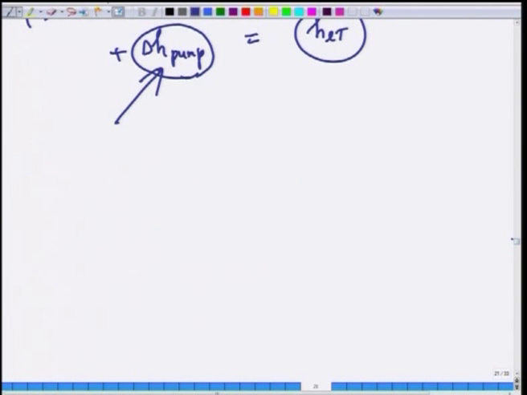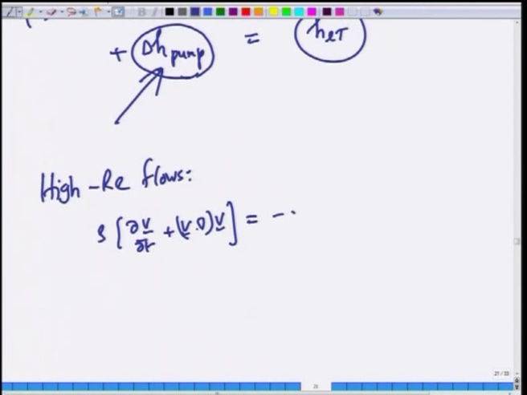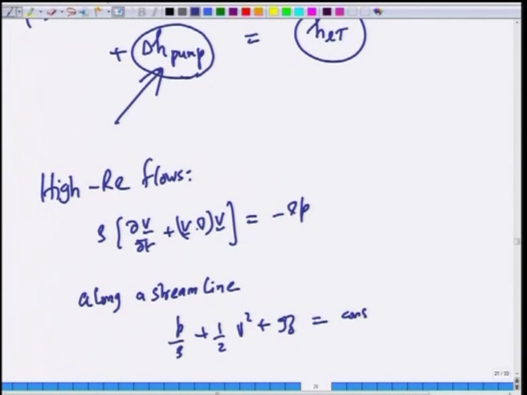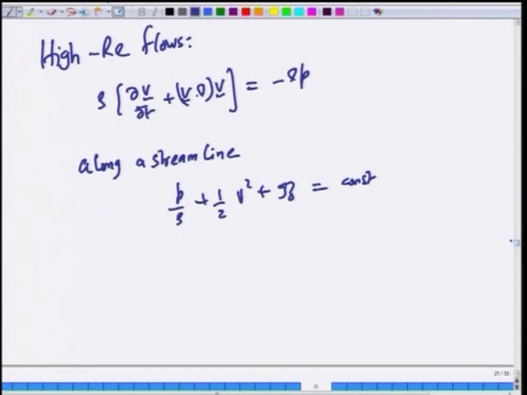Okay. So, we discussed that, and then we moved to high Reynolds number flows, wherein we use the Euler equation without the viscosity term in the Navier-Stokes equation. Now, using the Euler equation, we derived the Bernoulli equation along a streamline. So, the Bernoulli equation is essentially a restatement of the Euler equation, but it is valid only along a streamline. P by rho plus half V squared plus g z is constant along a streamline.